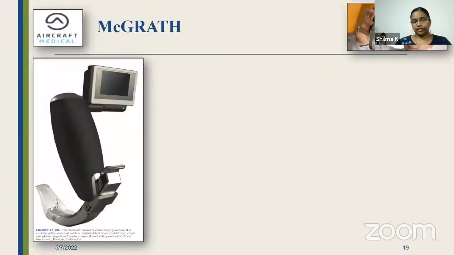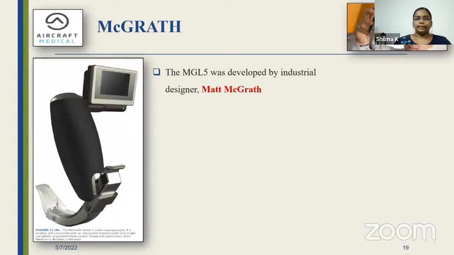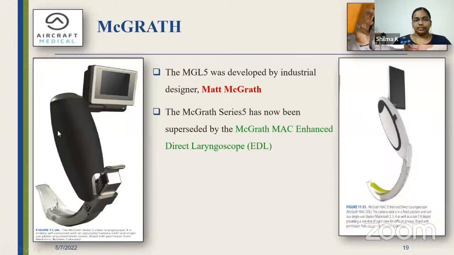Next, about the McGrath video laryngoscope. The McGrath Series 5 was developed by an industrial designer, Matt McGrath. This is the structure of the McGrath Series 5. It has a camera stick, which is stainless steel, which we can retract or advance to 3 different lengths. And it has a handle, which is made of high-grade rubber. And there is a monitor, which can be swiveled to an optimal angle. This McGrath Series 5 has now been superseded by the McGrath Mac Enhanced Direct Laryngoscope.